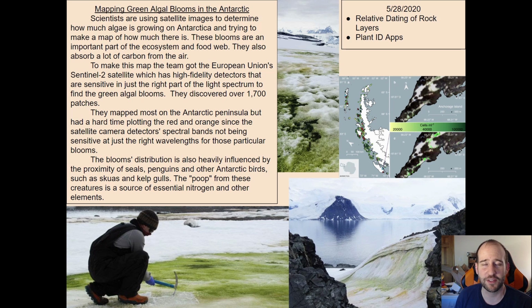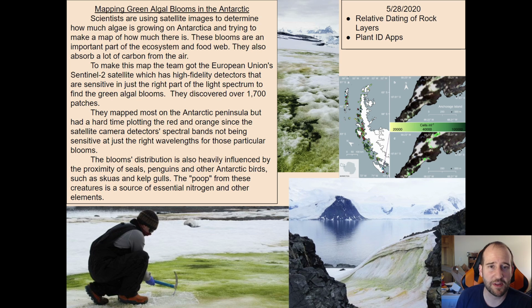which is a little bit about glaciers, which we talked about yesterday. So kind of fitting. Mapping green algal blooms in the Antarctic. Scientists are using satellite images to determine how much algae is growing on the Antarctic and trying to make a map of how much there is. These blooms are an important part of the ecosystem and food web. They also absorb a lot of carbon from the air.